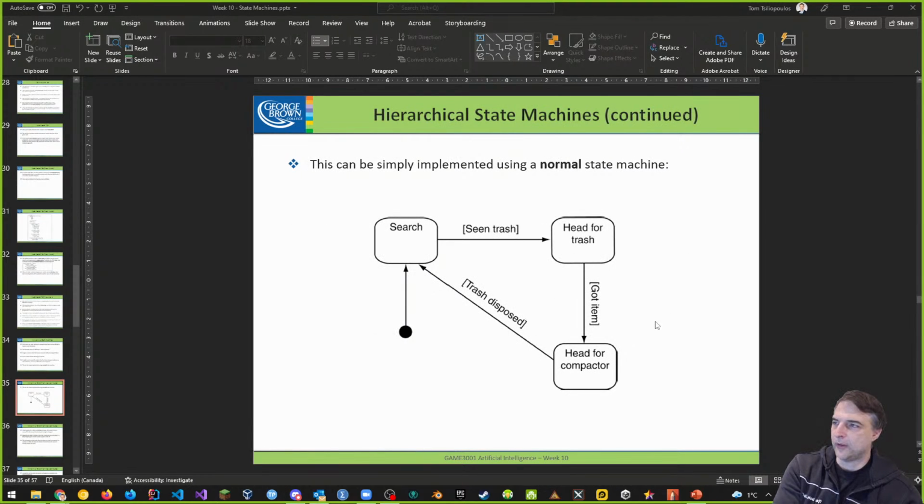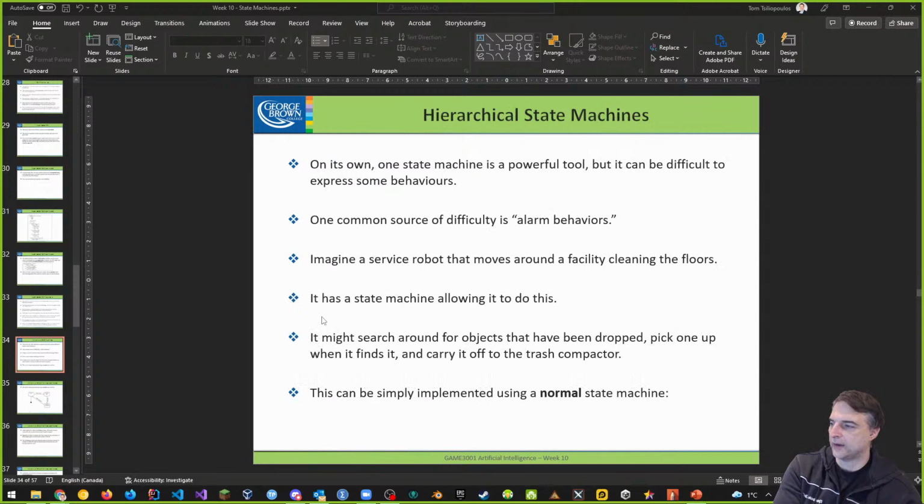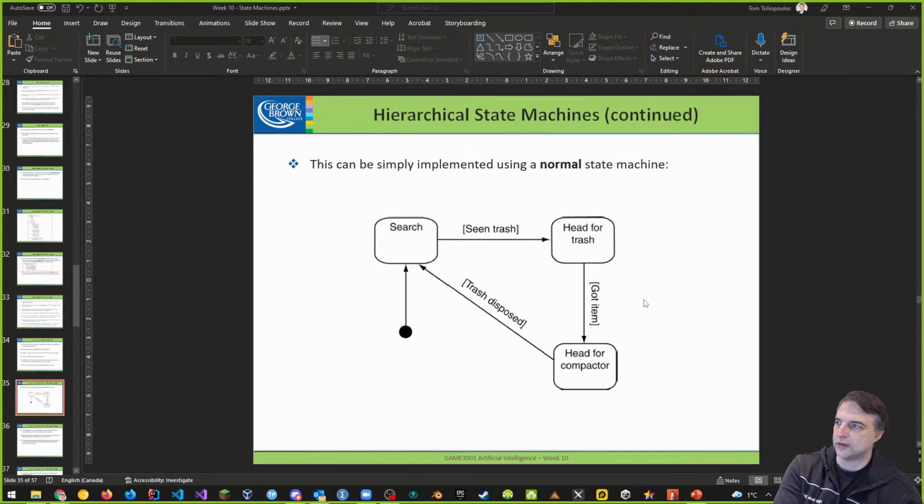So we could have a state machine to do this. Here's an example of a normal state machine. Let's suppose I had a little service robot that moves around a facility, cleaning the floors. It has a state machine allowing it to do this. It might search around for objects that have been dropped, pick one up when it finds it, and carry it off to the trash compactor. This can be implemented using a normal state machine like this.